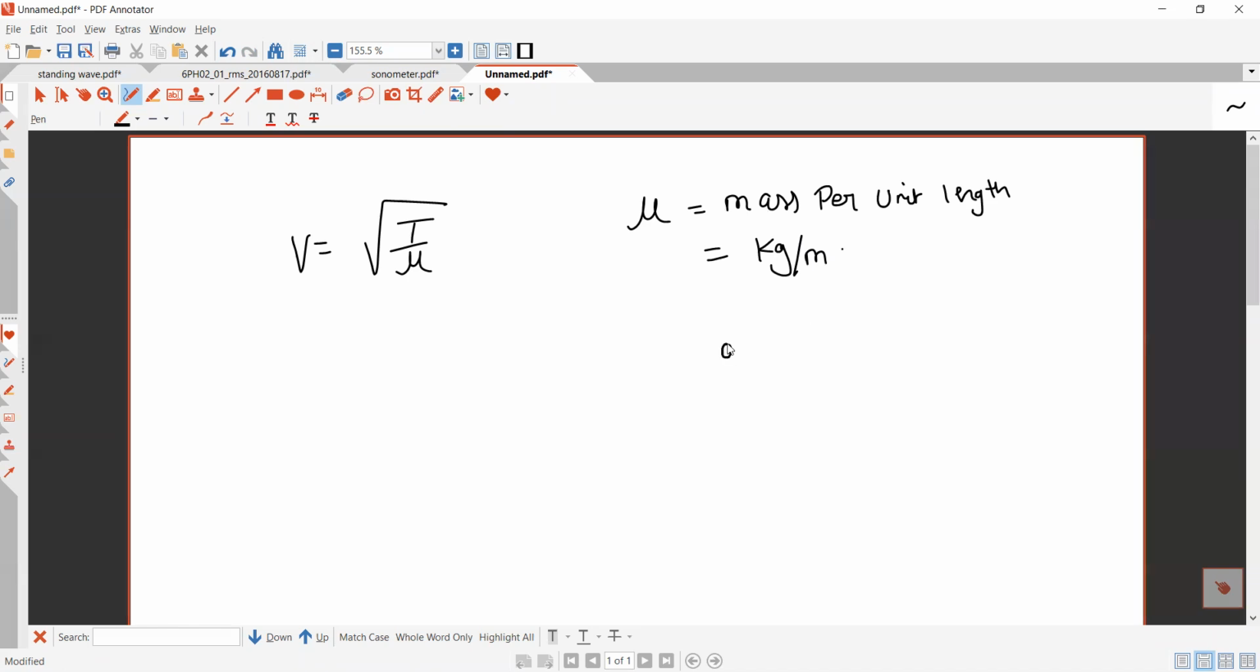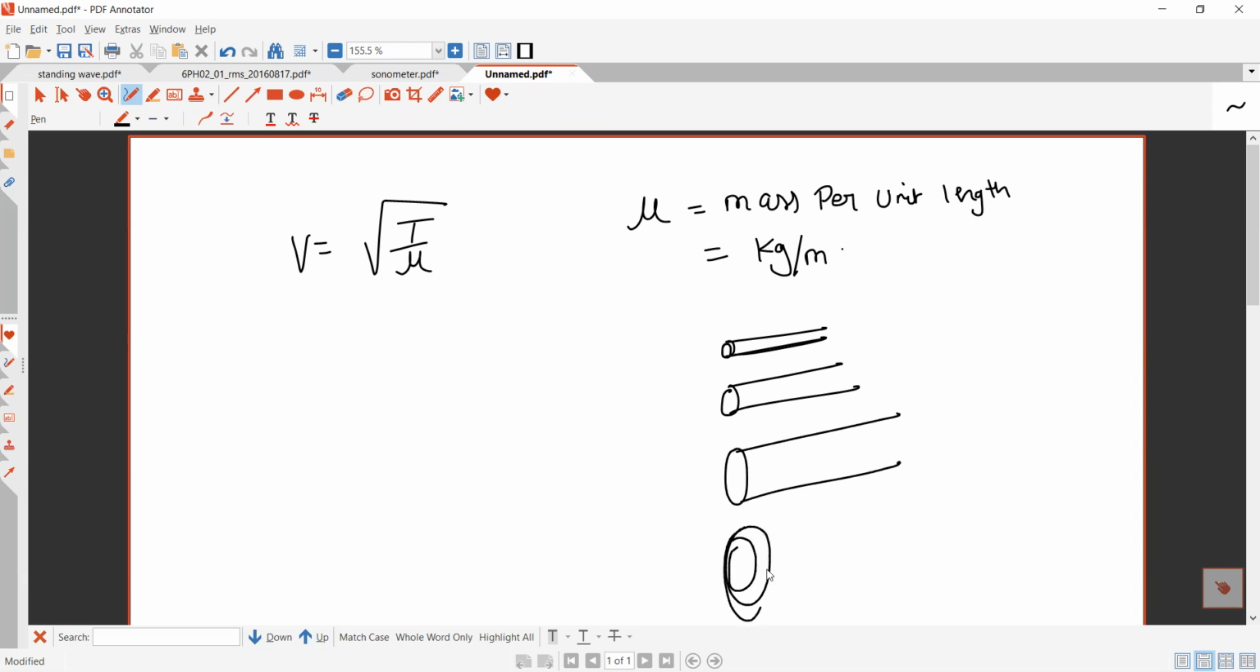For example, let me take wires which look like this, and let's say they all are 1 meter. This one may be 1 gram, this one maybe 3 grams, this one maybe 5 grams per meter. This might be 1 kg. Who knows? So that's what we call mass per unit length.